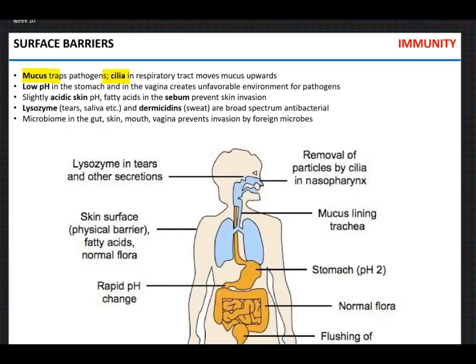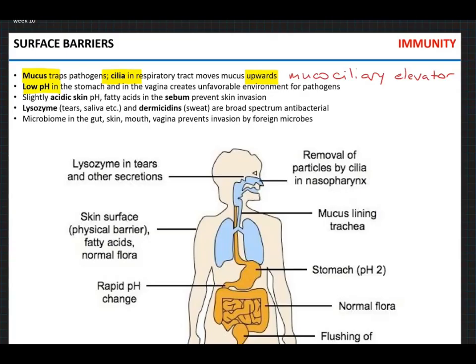So mucus is a trapping device. It also contains a bunch of antimicrobial chemicals. Cilia, especially cilia in the respiratory tract, move mucus upwards. So this is called a mucociliary elevator. What happens to the mucus that the cilia lifts up to your larynx? It moves it to your throat so you can swallow it. Yeah, you swallow it. And then acid in the stomach kills it.